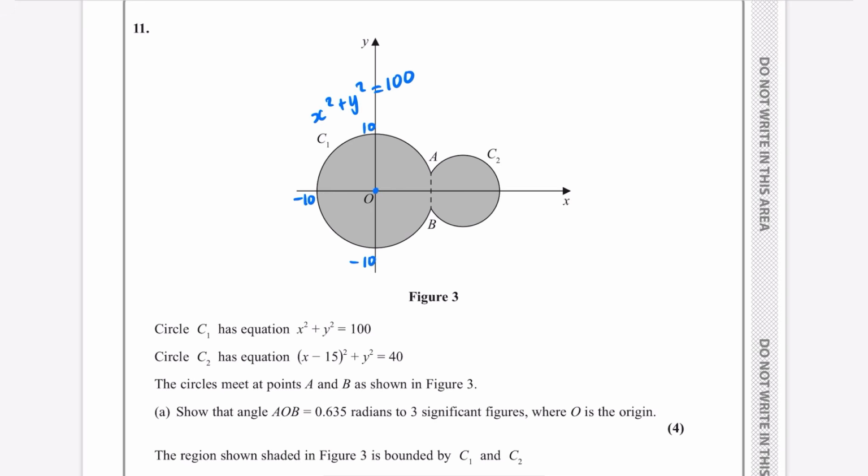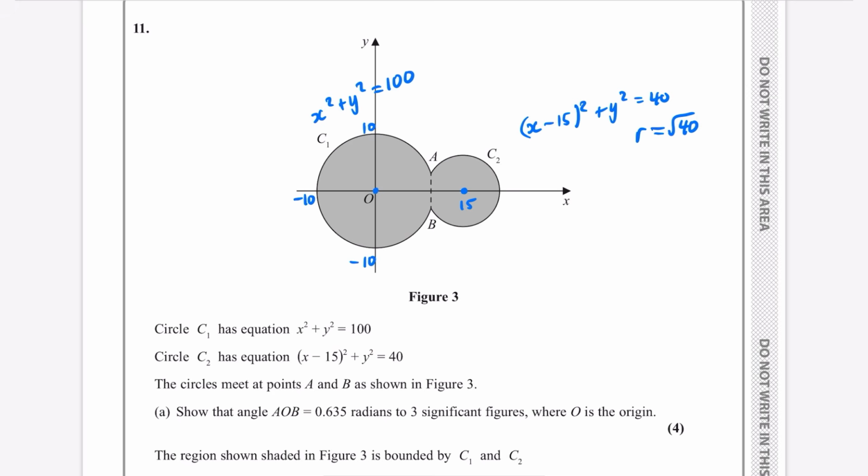And then circle 2 has the equation x minus 15 squared plus y squared equals 40. So I know that the center of this circle is 15. We also know that the radius of this one is the square root of 40. I'd just like to add some of those things in. I think that can be good to help us with the diagram.